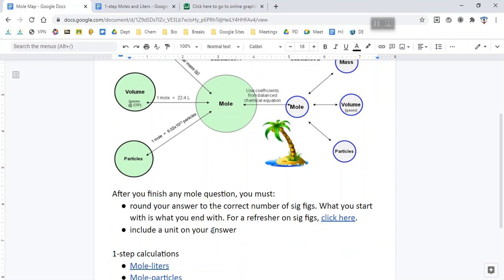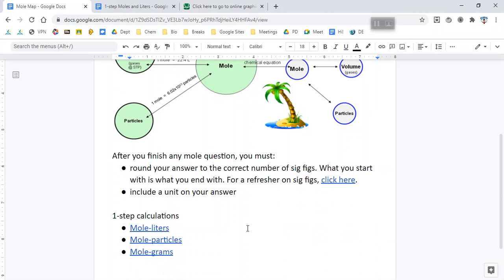You'll also need to make sure you include a unit on every answer. We don't like naked numbers. Okay, so every answer has to have a unit on it.